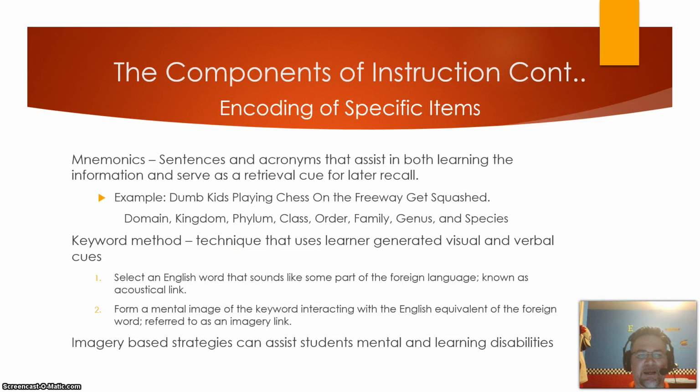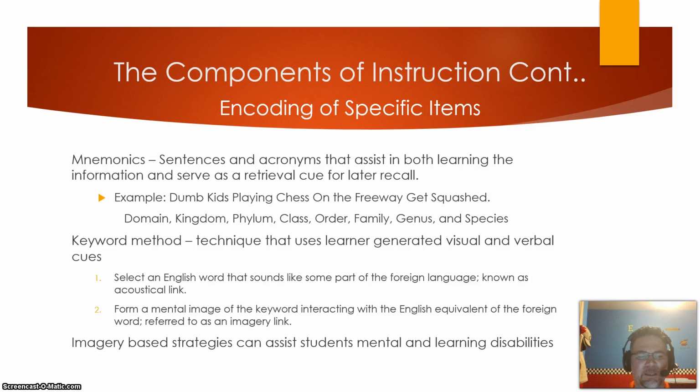Encoding of specific items. Mnemonics. Mnemonics are sentences and acronyms that assist in both learning the information and serve as a retrieval cue for later recall. An example I use in my forensics class is, dumb kids playing chess on the freeway get squashed. So this is actually the different levels of taxonomy: domain, kingdom, phylum, class, order, family, genus, and species.